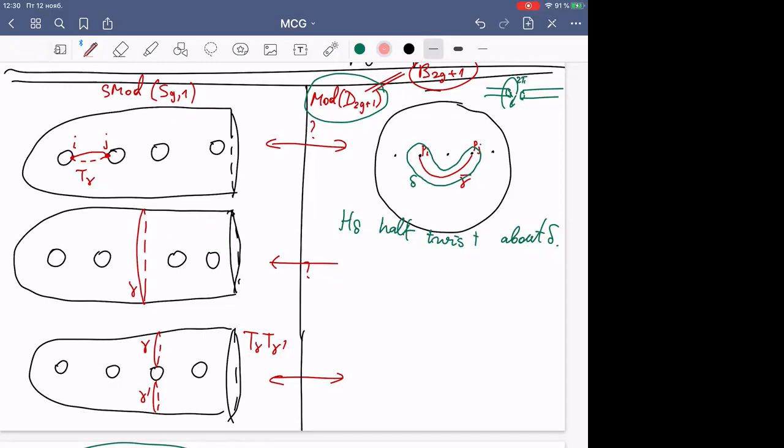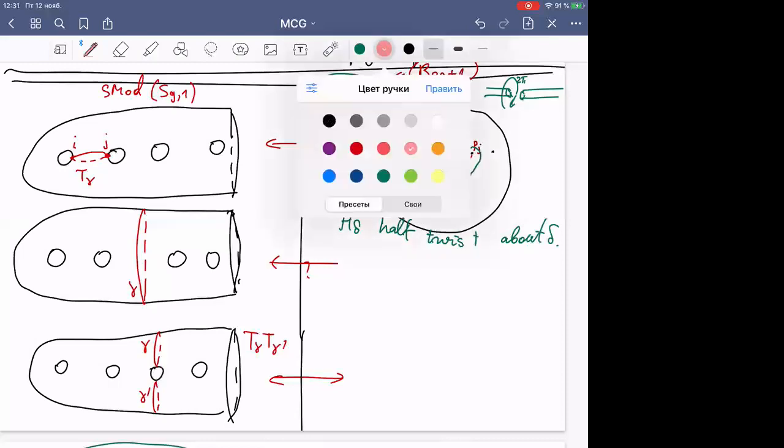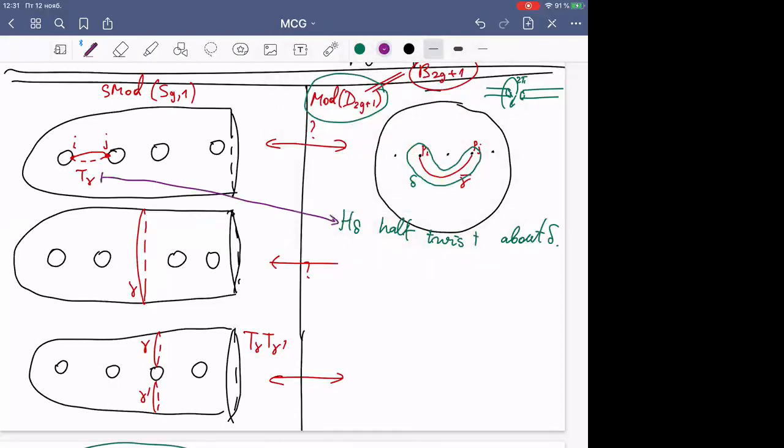Okay, and now look, my claim is that this T gamma goes to this half twist here. Does T gamma switch fixed points I and J? No. Sorry. So T gamma does not seem to change the points, yet its image swaps the punctures. Let's sort it out now.